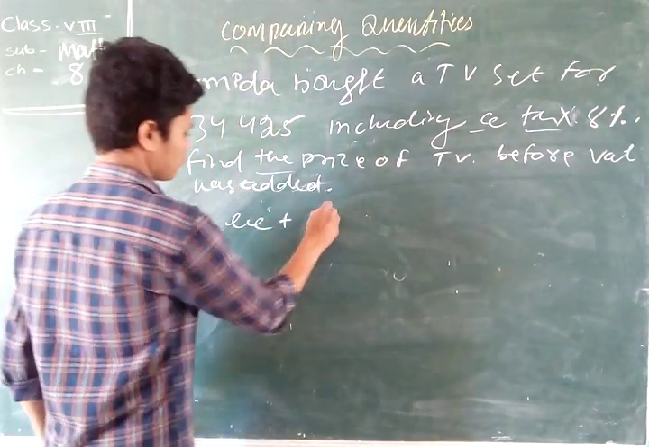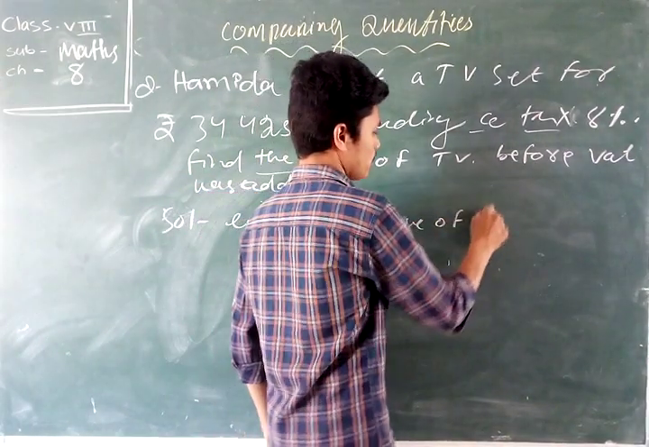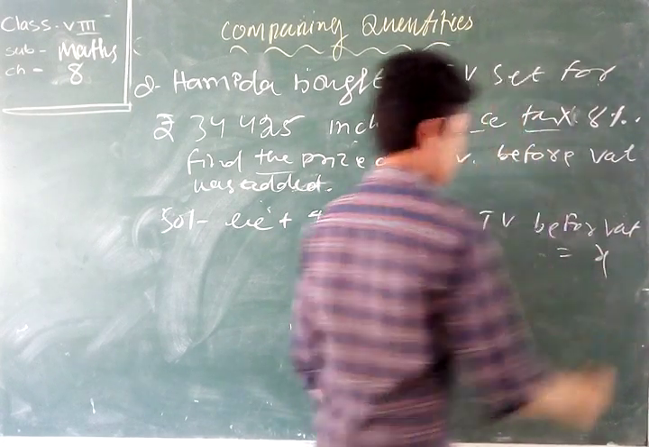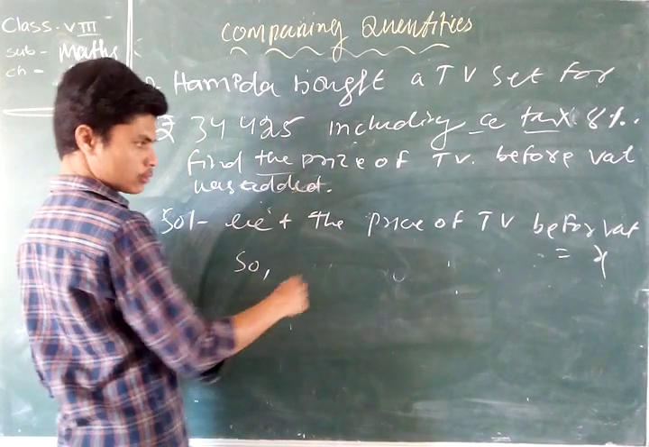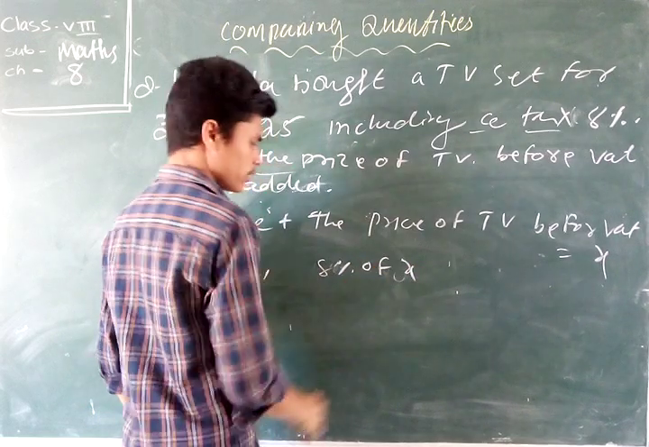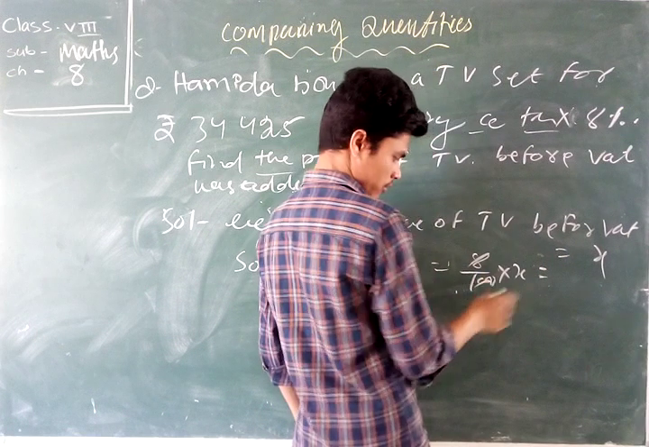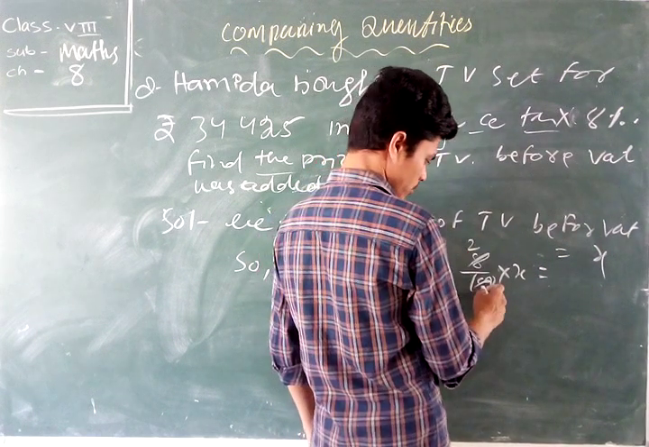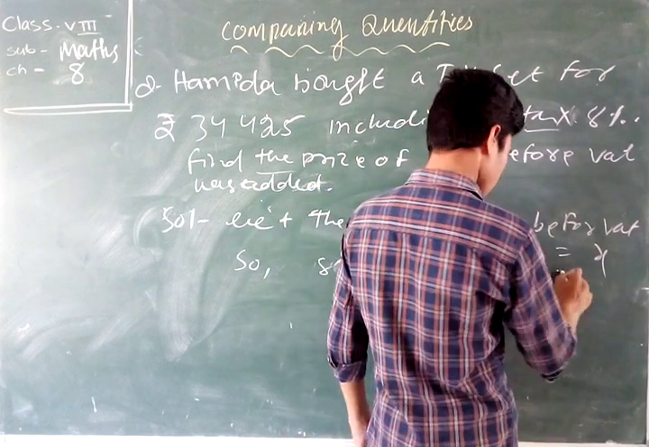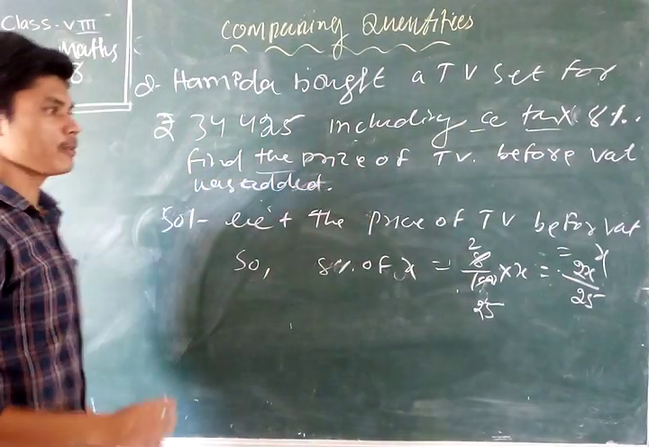Then let the price of TV before VAT equal x. So what is 8% of tax? 8% of x equal to 8 by 100 into x equal to, 4 to 8, 25. Here 2x by 25. Okay, 2x by 25 now.